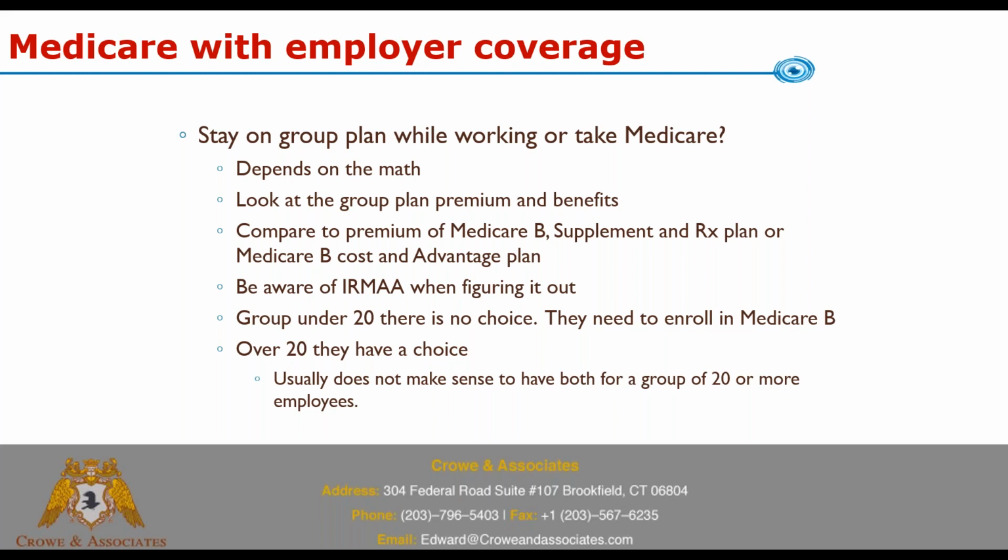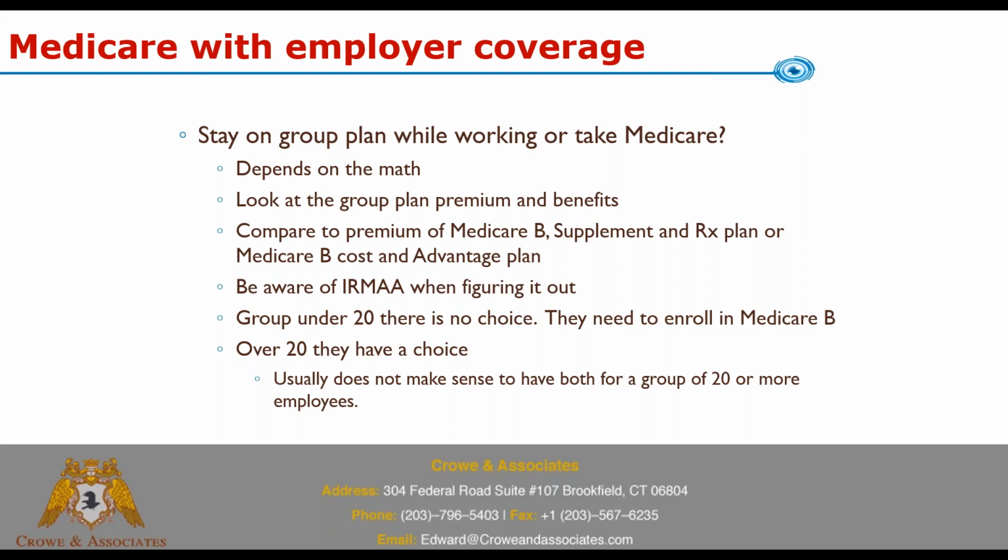If they're working for an employer of over 20, actively working with coverage through work, then they have a choice. And again, that's where you do the math. Okay, let's look at if you go on B with a supplement and drug plan or B with an Advantage plan, how does that cost compare to the premium you're paying for your work plan and the benefits you get? Pretty straightforward. What I can tell you is it usually, not always, but it usually doesn't make sense.